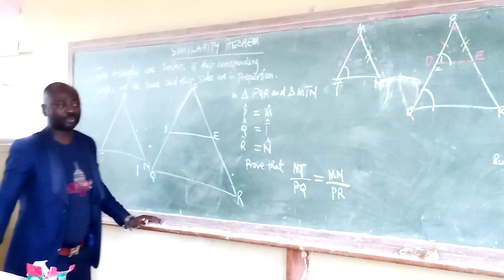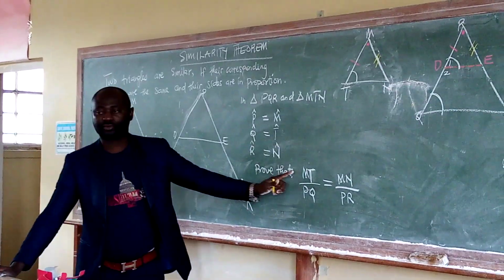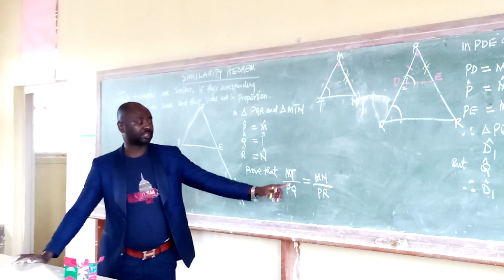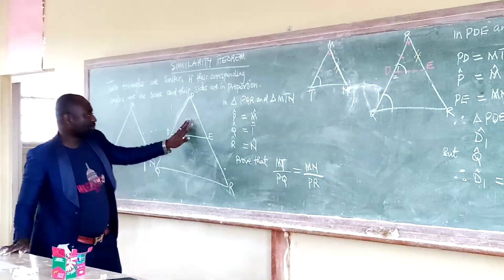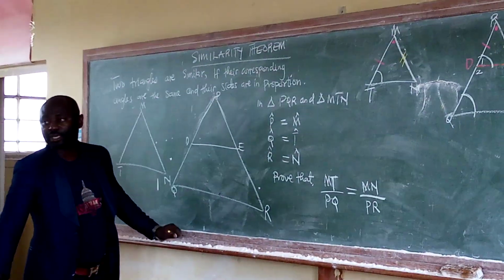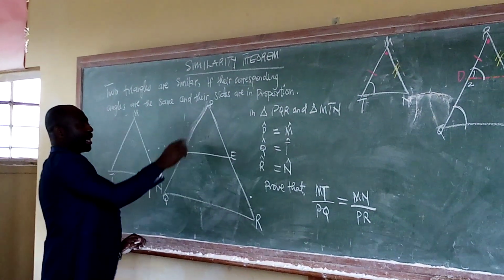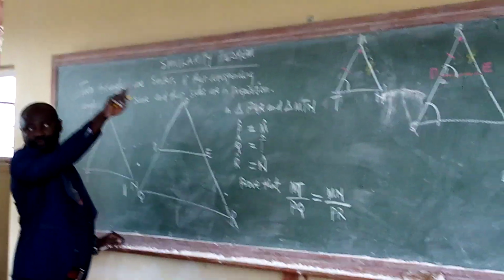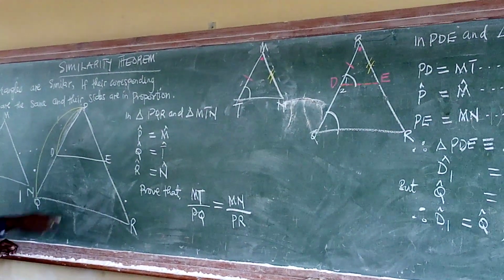I want to prove the proportionality now. So now, what does the examiner want us to prove? They want us to prove that MT over PQ is the same as MN over PR. So I will come back to the bigger triangle. Are you getting the picture? Sorry. I will come back to the bigger what? Triangle. And I say, okay, I don't find any MT there, but I know that MT is the same as PD from my proof initially. So it means this one over that one. That's what the examiner wants.